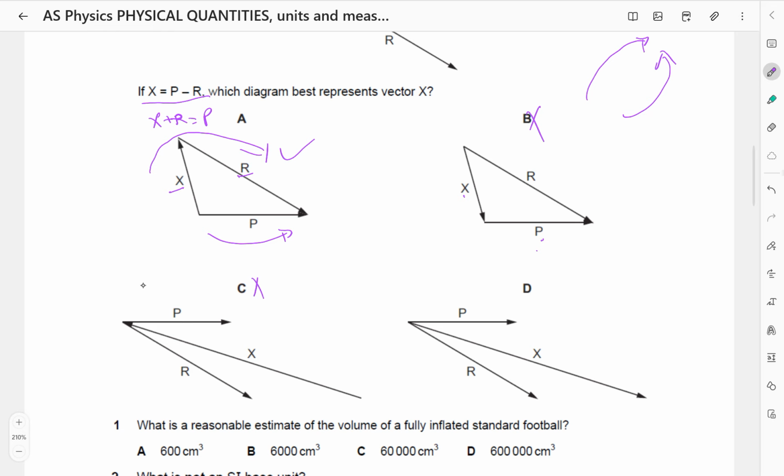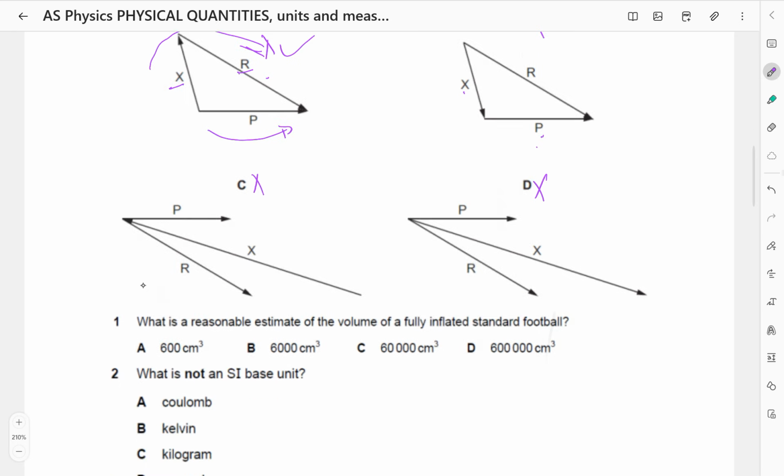This one is R plus P is equal to X. This one we don't have it. X plus R is equal to P. If X is added to R, it forms one direction, then P is the other way around. So the answer is A.